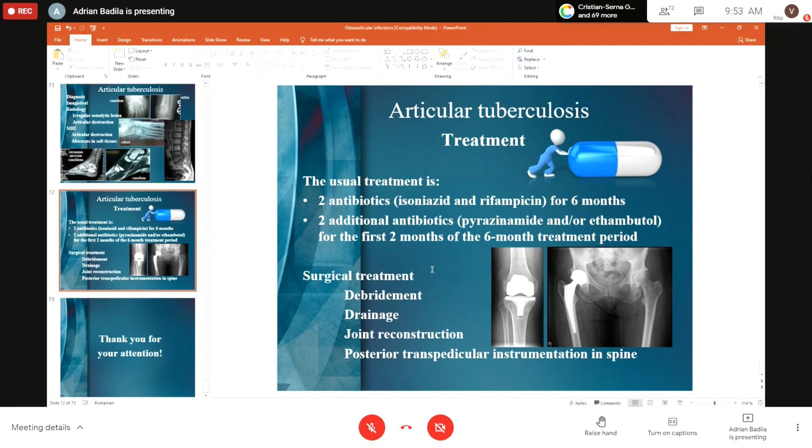The surgical treatment will consist in debridement, drainage, joint reconstruction, or posterior transpedicular instrumentation in the spine. And here you have two examples. In the first one, total knee arthroplasty after destruction of the knee joint by tuberculosis, and in the second case, total hip replacement with an uncemented total hip prosthesis after tuberculosis of the right hip.